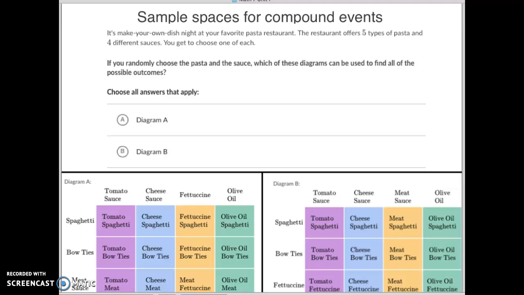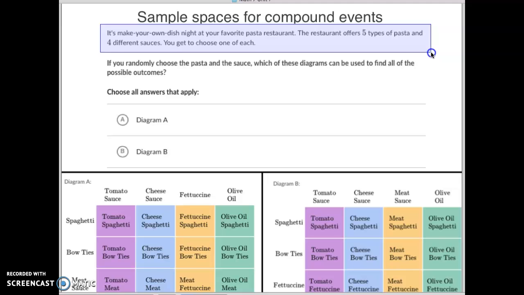Hey Math 7 students, your content for this one is called sample spaces for compound events, meaning multiple things are going on, which you're kind of used to a certain extent. So first one we're doing here is I'm going to highlight it right there.